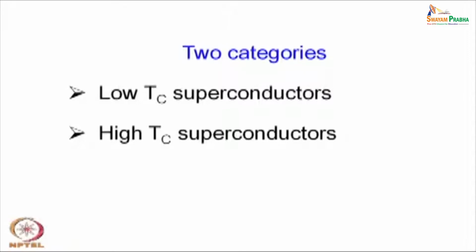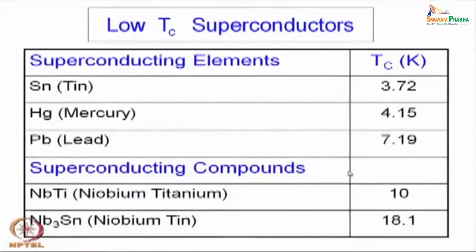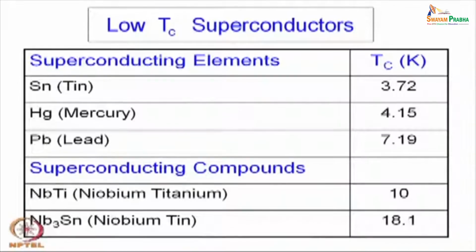Now we have a very distinct group of superconductors which are mostly ceramic superconductors, oxide based superconductors, and they are called high Tc superconductors compared to the low Tc superconductors which are either elemental superconductors or intermetallics. So, some examples, starting with the low temperature superconductors. These are a few examples of low temperature superconductors.